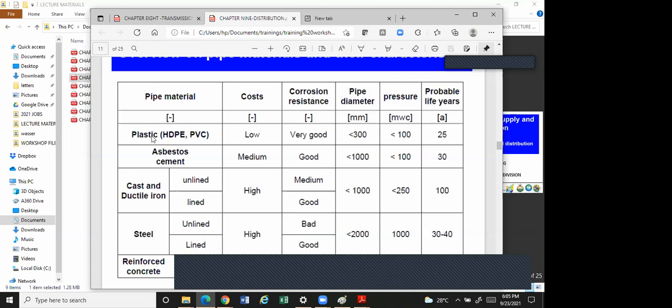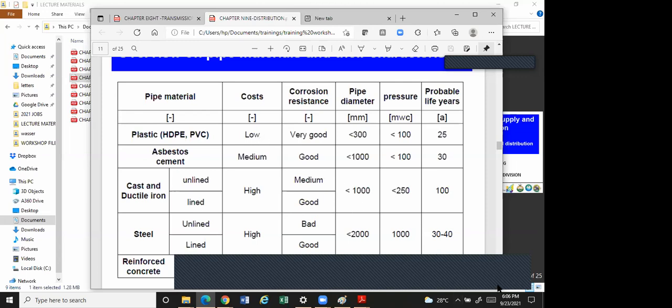Then you have the plastic PVC pipes. PVC pipes will last for 25 years. They cannot take more than 10 bars. Things have changed, though. There are PVC pipes that can last for 50 years now, and some that can take more than 10 bars. But you must limit yourself to what's available and commonly available in the market. PVC normally takes less than 300 mm, 1 foot, but these days you can get 600 mm PVC pipe. Against corrosion, they are very good, and the cost is very low.